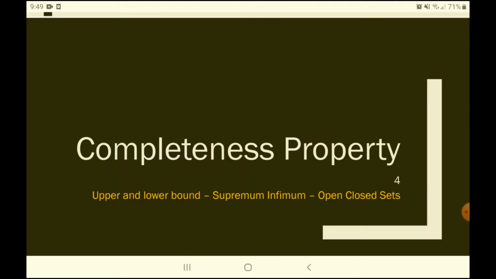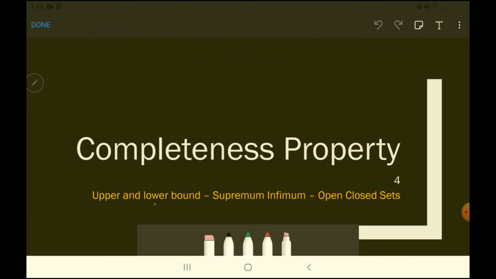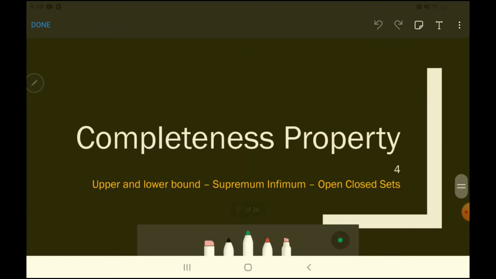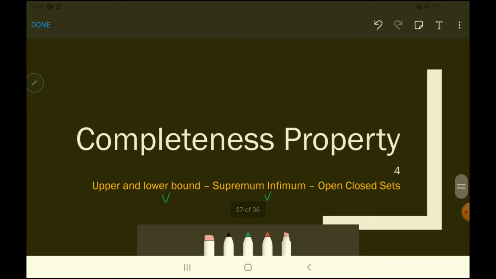In this video we are going to learn about the completeness property, which is the last part of our unit on real numbers. So we are going to learn about upper and lower bound, and then supremum and infimum, while open and closed sets will be given in the next meeting. So what is it about? As its name suggests, the completeness property of real numbers shows us the characteristics of real numbers.